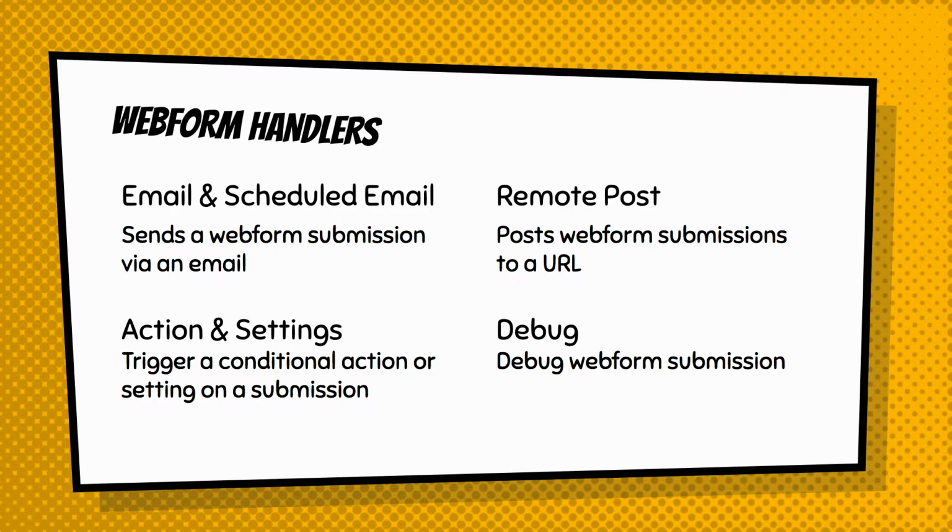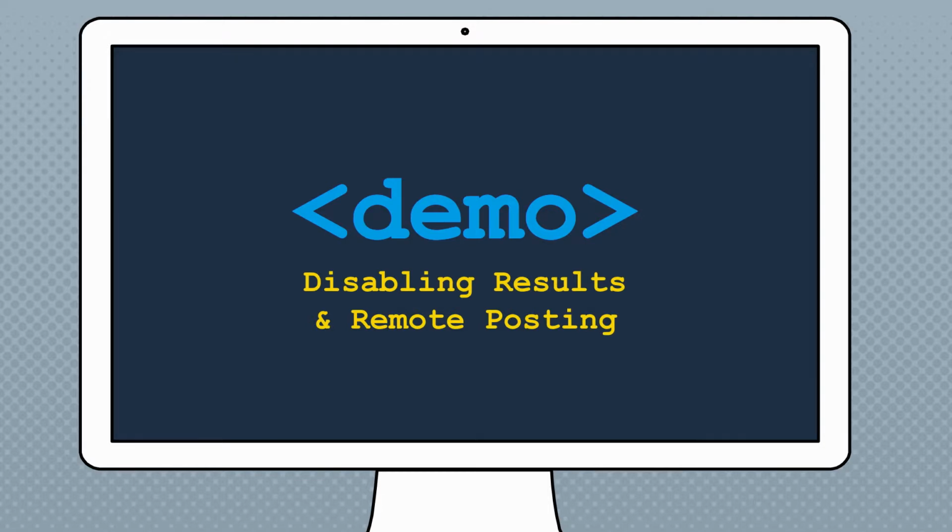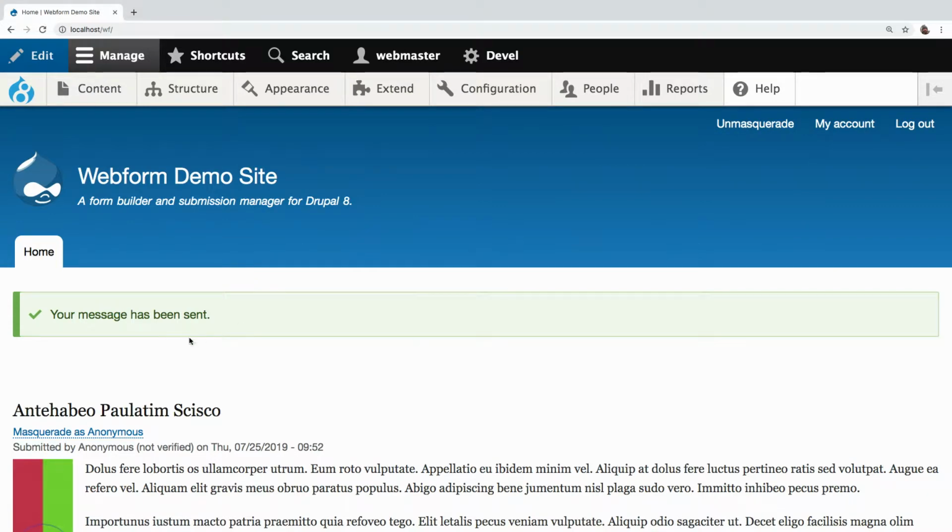And I want to point out when you're building Webforms, there's a debug handler. And I'm not even going to demo it, but all it does is show you the data going to the server. If you're building custom handlers, it's really useful because you're like, okay, here's exactly what the data is. Now I kind of understand what's going on. So I'm going to demo disabling results and remote posting submissions. I'm going to stick to this form.